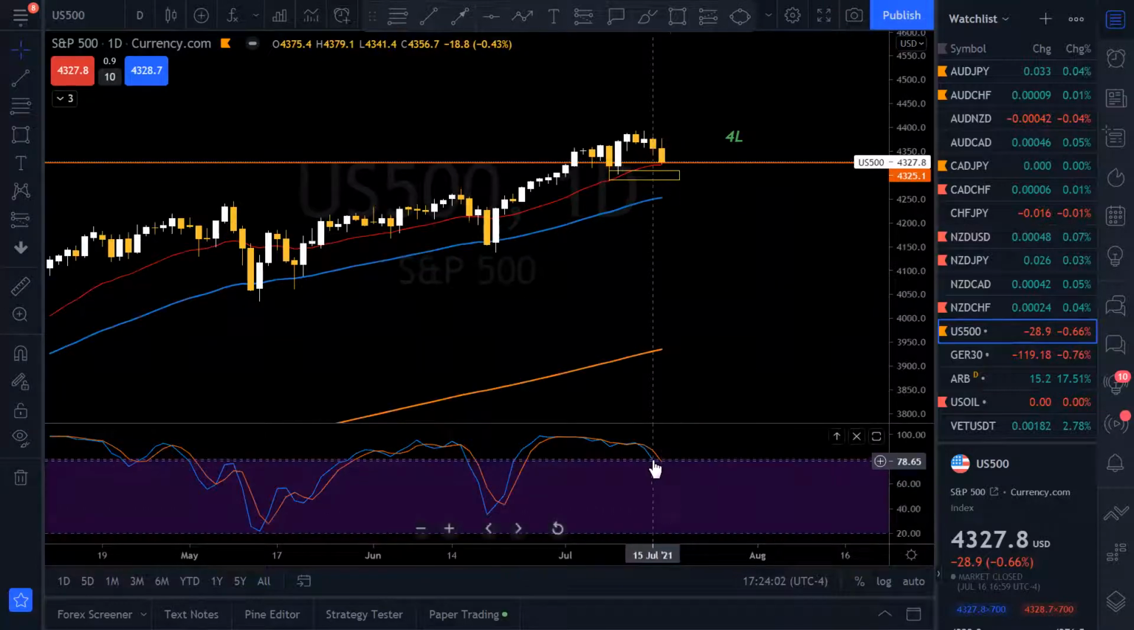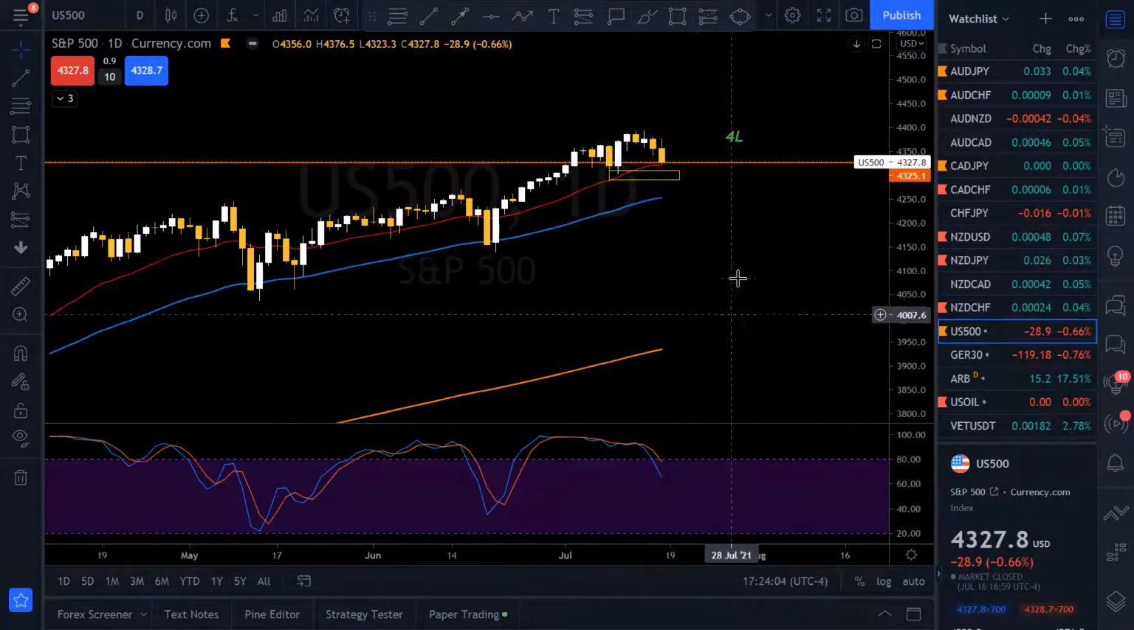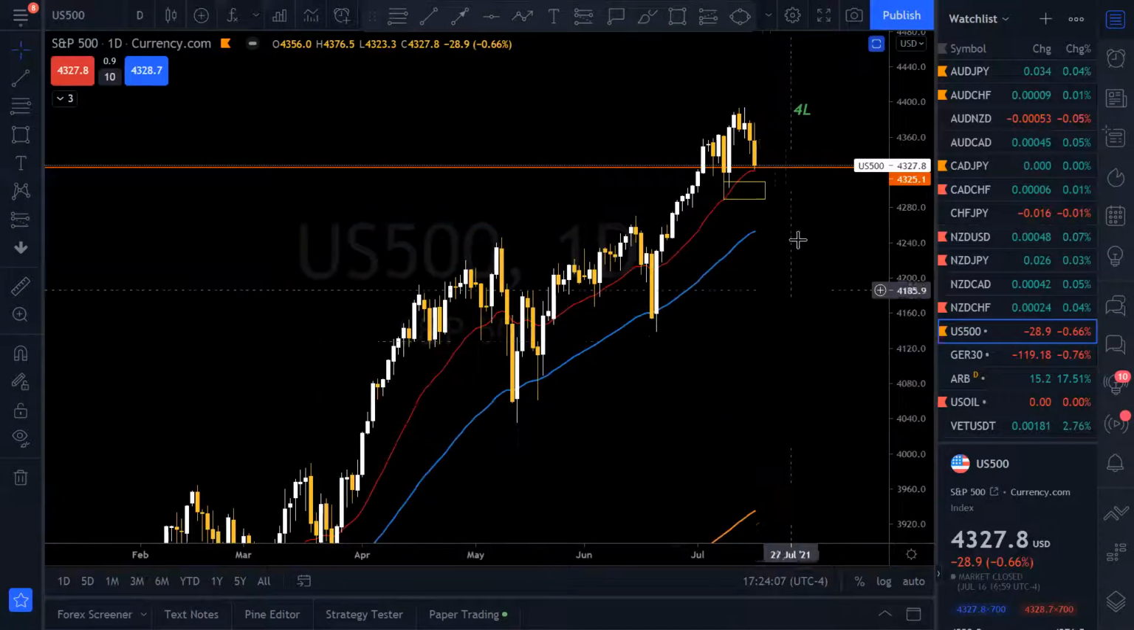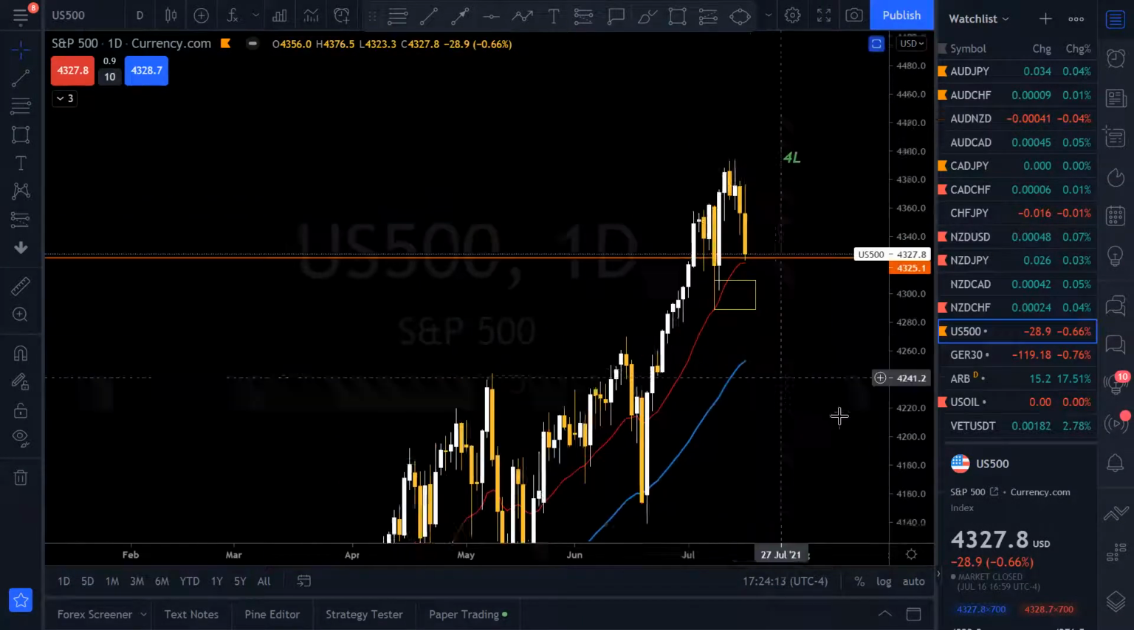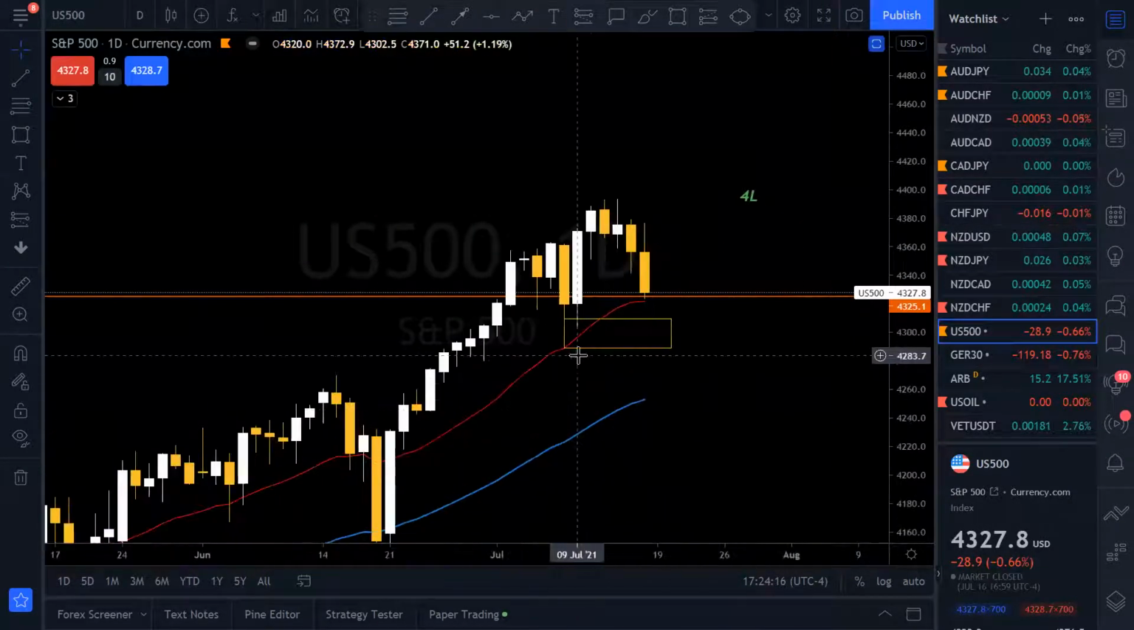All right, and we are overbought. So what am I on this pair? I am actually bullish. All right, why am I so bullish? What would make me bullish?